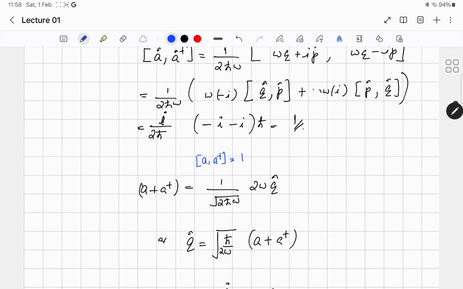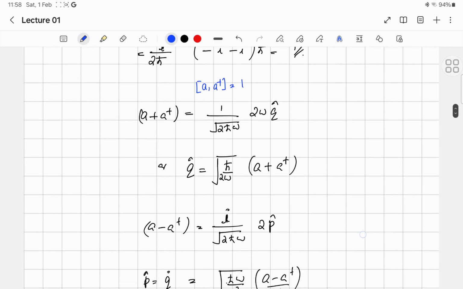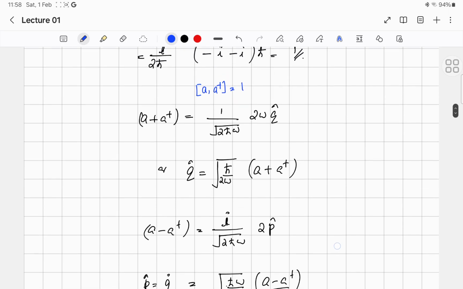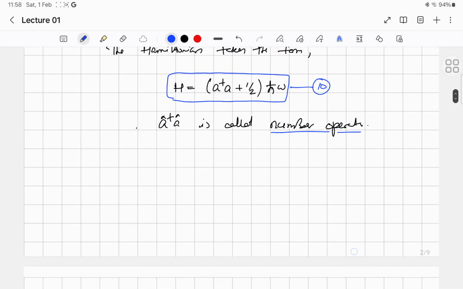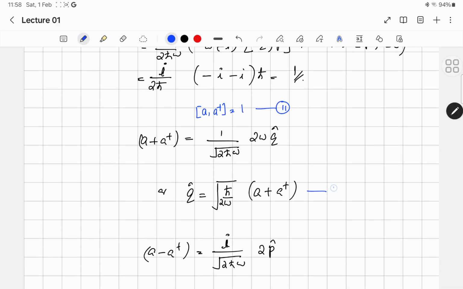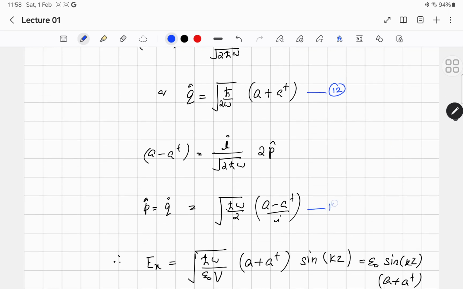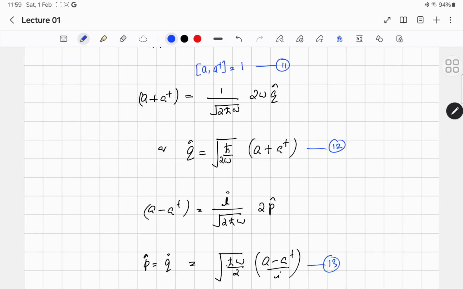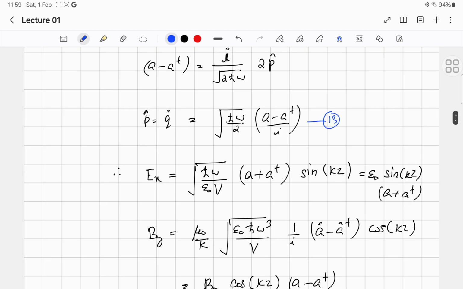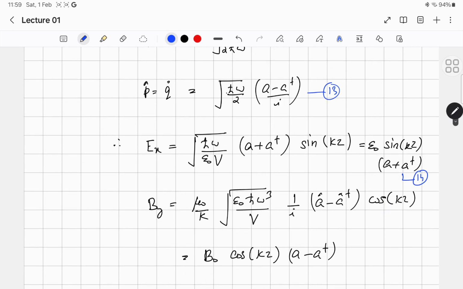Then I can express my Q and I can also express my P. These are the operators we already know. So let this be equation number 10, this can be equation number 11, Q is equation number 12 and P is equation number 13. Once you express Q and P in terms of A and A dagger, it is possible to express the electric field and magnetic field operators. So the electric field I can now write as E0 sine of kz (A plus A dagger). This can be equation number 14. And the magnetic field I can write as B0 cos kz (A minus A dagger). There are certain constants, so this is not epsilon 0, this is E0, and this is your B0.